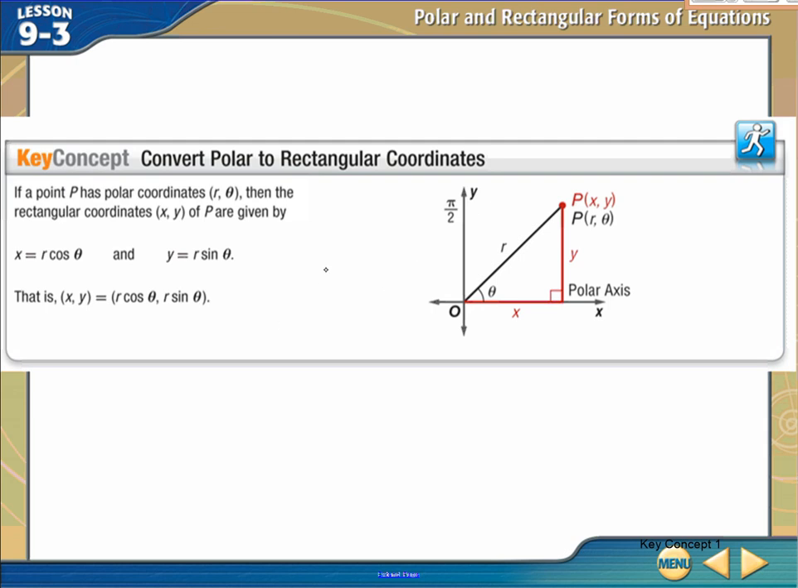Today we're going to look at polar and rectangular forms of equations. The first thing you need to know is that x is the same thing as r cosine theta, and y is the same thing as r sine theta. You've heard me say this for a while now. So if I had an x and a y, I could change that to r cosine theta and r sine theta. Conversely, I could go from r sine theta and r cosine theta back to a y and an x, respectively.